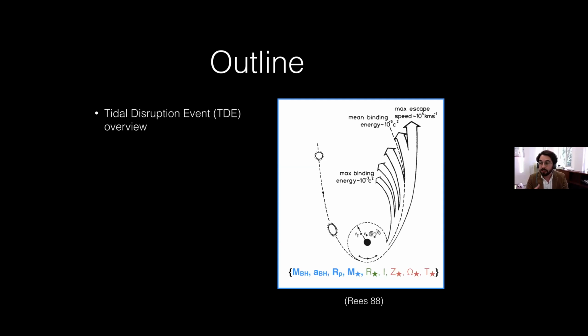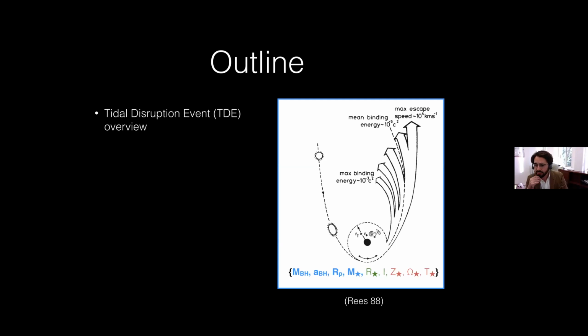Since this is a slightly longer talk, I'll begin with a brief outline so that you know what's going to happen. The beginning of this talk will be an overview of TDEs, both from a theoretical and an observational perspective. To get things started, I think this classic cartoon by Martin Rees in his 1988 Nature paper is a great starting point.